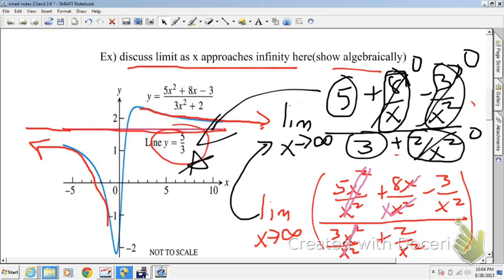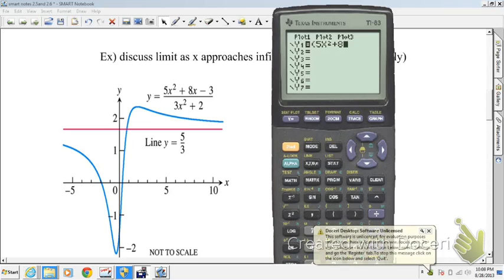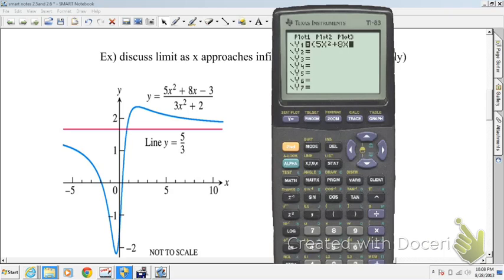Let's take a look at the TI. I did want to let you watch me type this in because a lot of people just simply type things in wrong. So notice that I needed parentheses. So parentheses 5x squared plus 8x minus 3. So I sort of chunk that off in parentheses, divided by 3x squared plus 2.